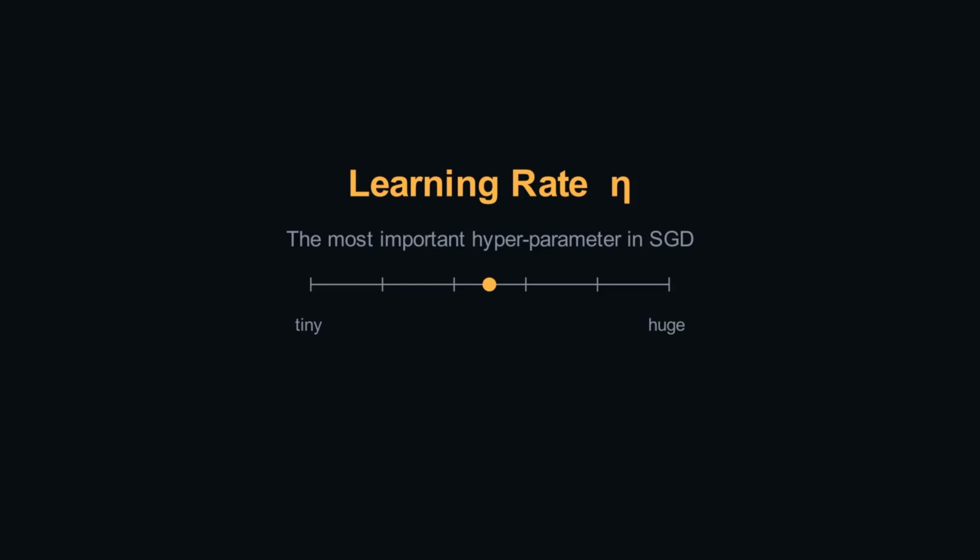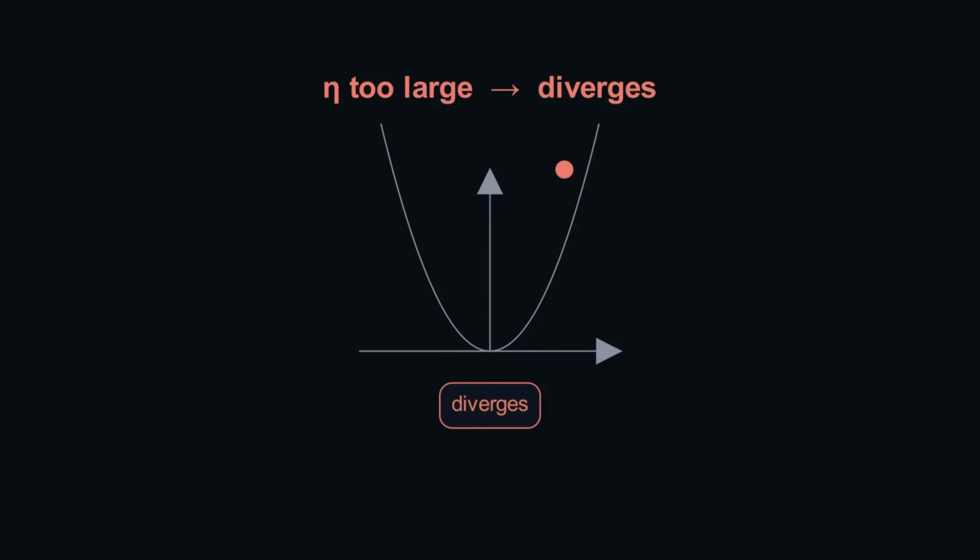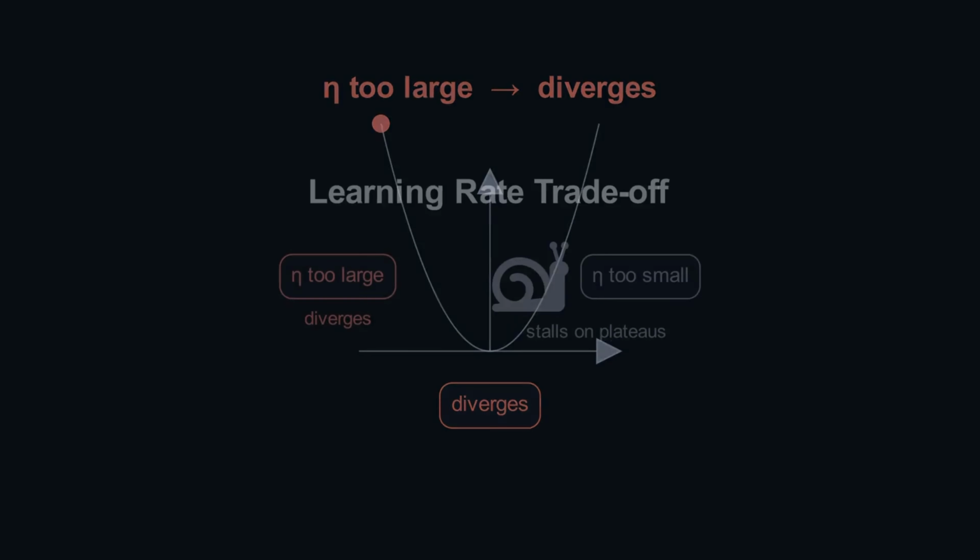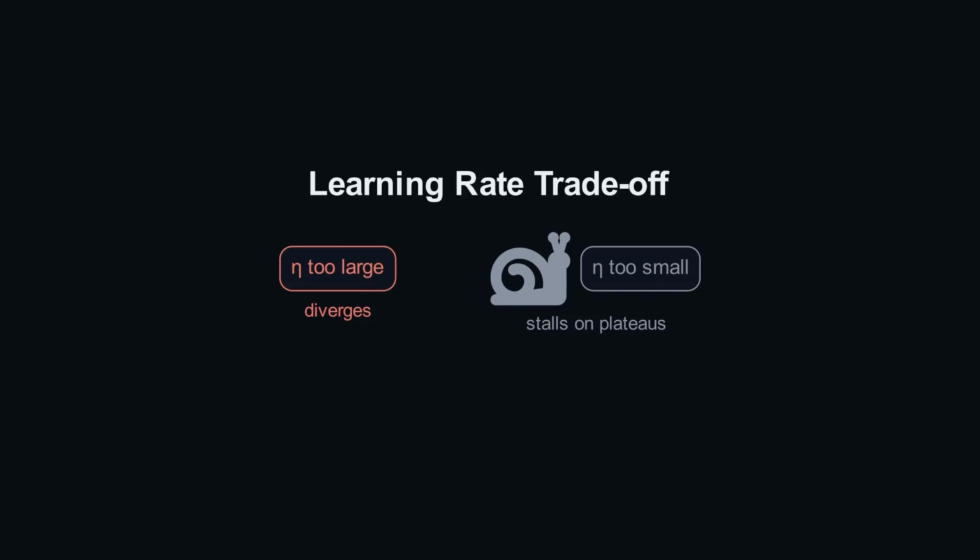The most important knob here is the learning rate. Set it too large and the parameter ball bounces over valleys and the loss diverges. Set it too small and it barely moves, stalling on plateaus.